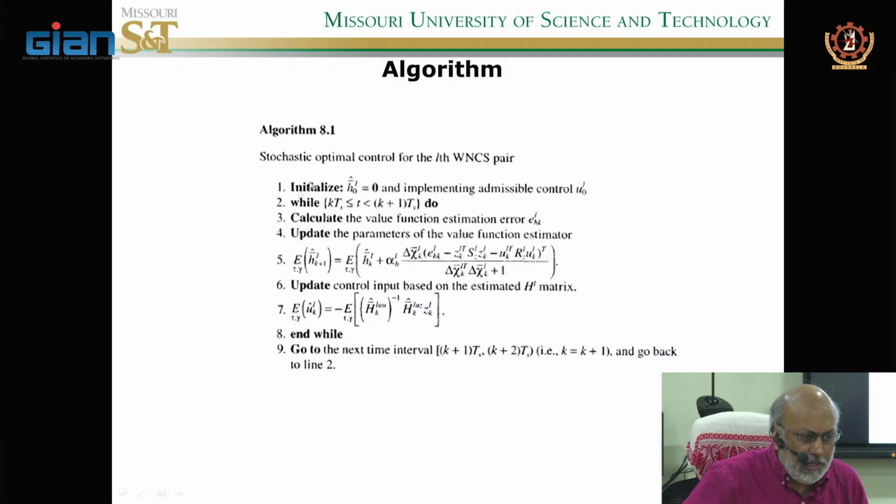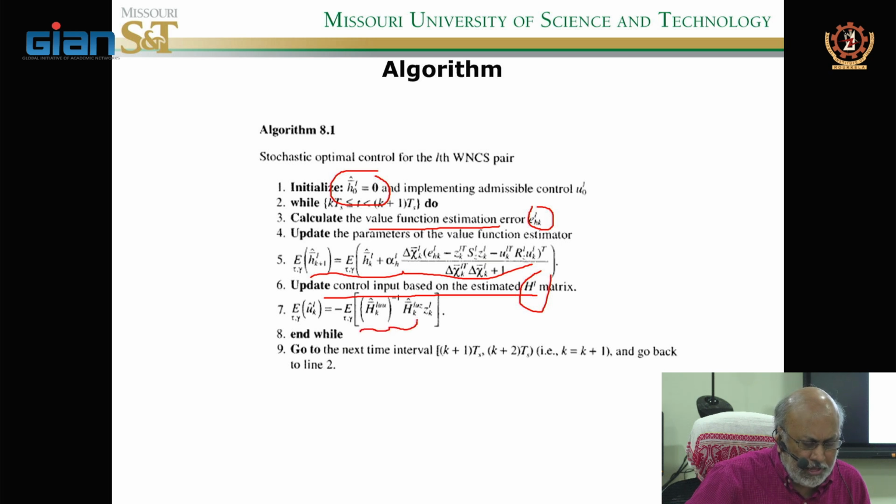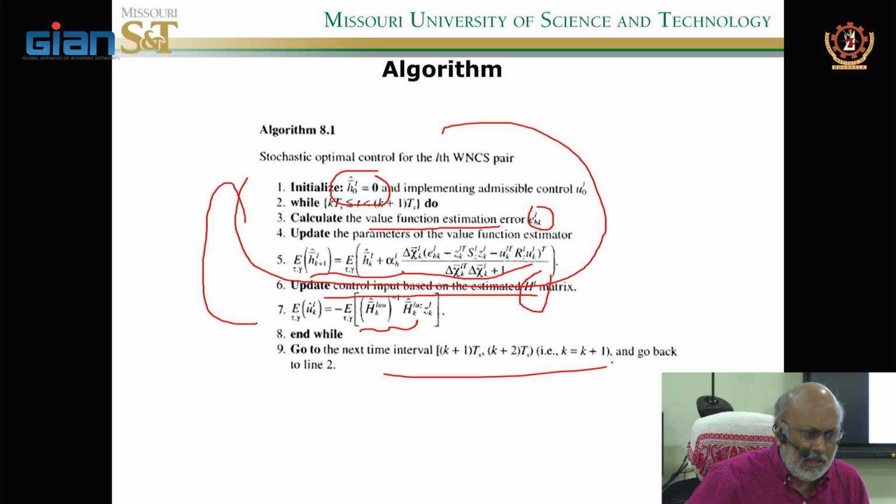So you can see this is mainly for the controller. So here you are initializing h hat equal to 0. You calculate the value function estimation error, which is the Bellman error. Then you update the parameters h hat. Then calculate the control input matrix using h. Then you compute the Kalman gain for each of the systems, and you keep doing that. So you do that for all of them, and you increment the time. So algorithm 8.1 is basically for the optimal control policy.